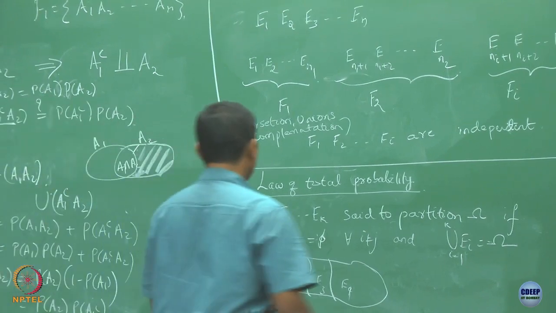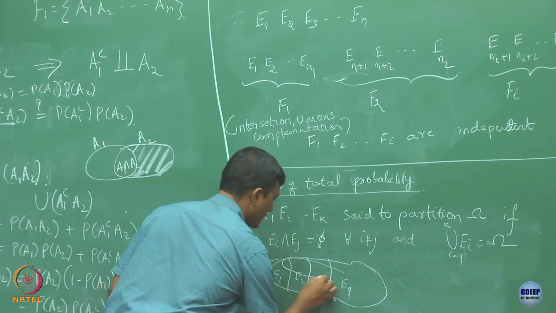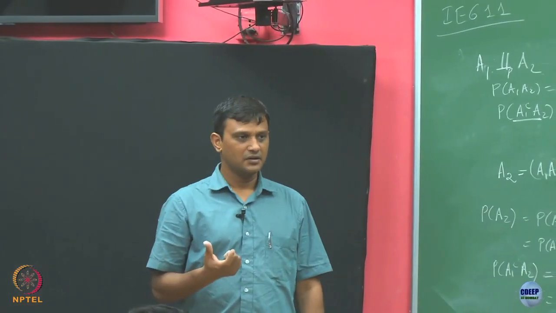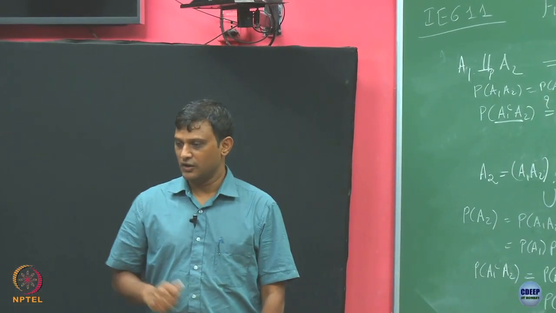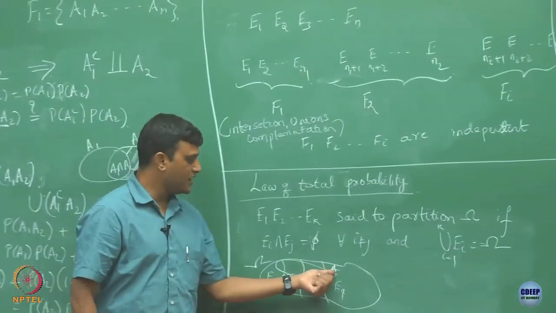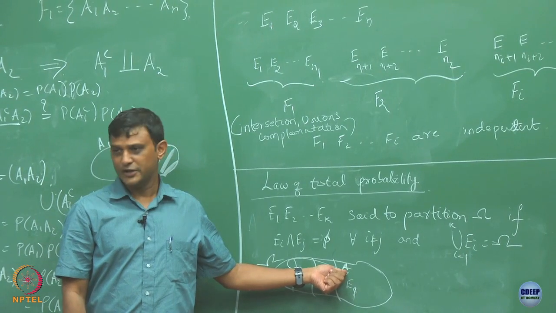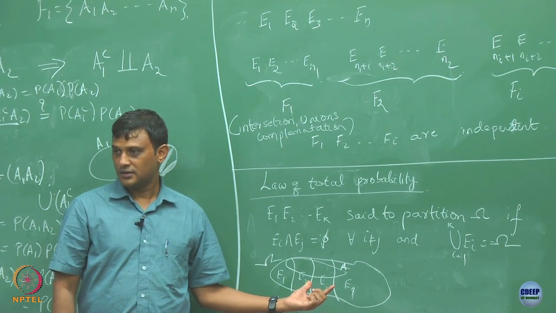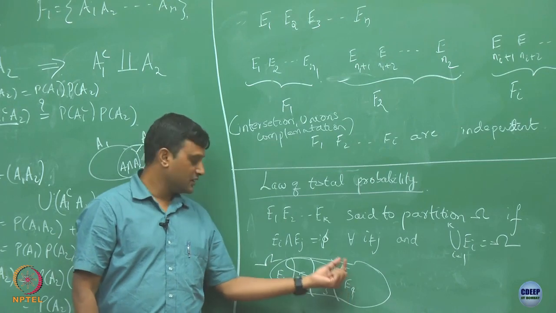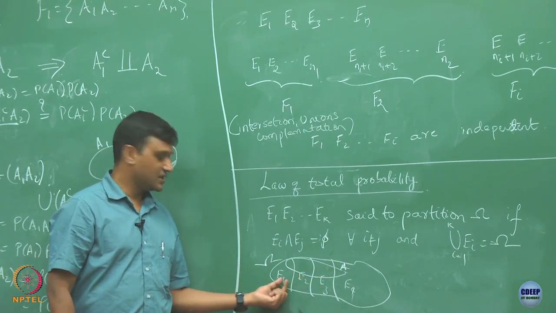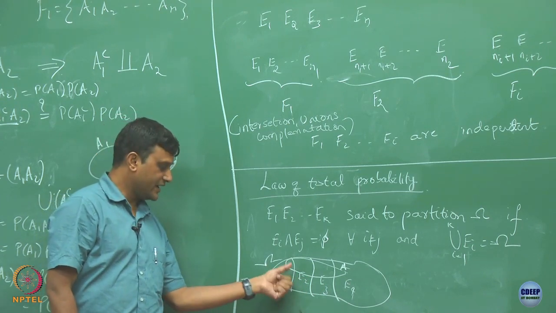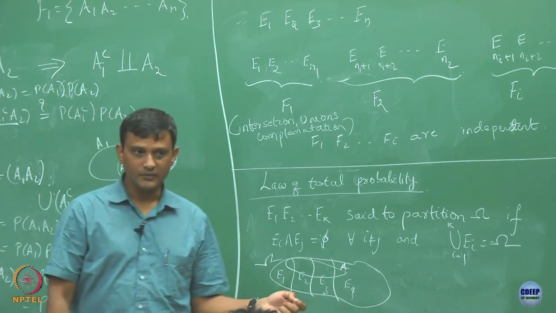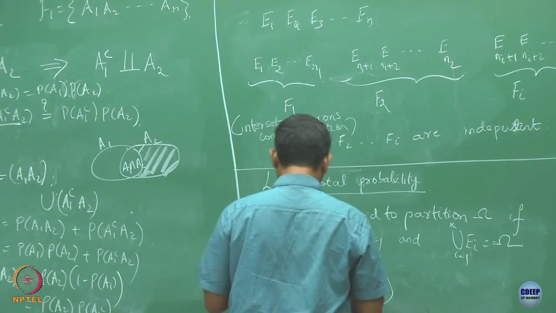Now suppose in this you have an event A. This is some event which is a subset of my sample space. Now if I want to find the probability of this event, do you think that if I know something about the probabilities of E1, E2, E3, it should help me? Because some portion of this event A falls in E4, some portion in E3, some in E2 and some in E1. So if I somehow calculate each of these portions, I should be able to compute the probability of the event A itself. That is exactly what the law of total probability says.